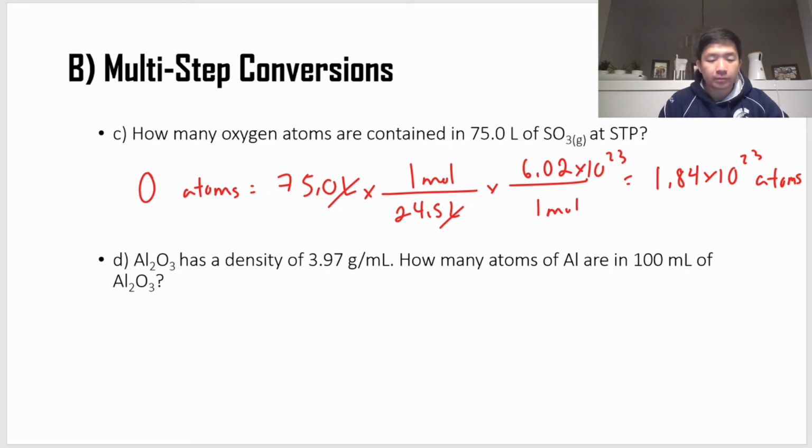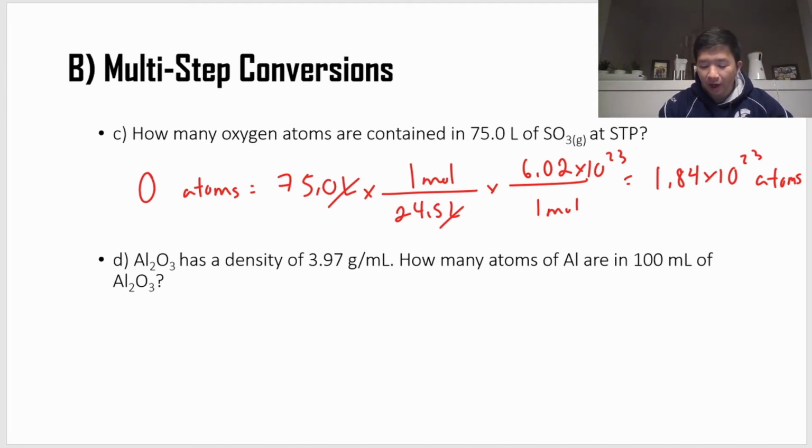Okay, now if we stop there, I think I got it right, using Avogadro's number. Let's actually double check what we just did. I took the 75.0 liters, divided by the 24.5 liters, multiplied by Avogadro's number, and I get an answer that I think is the oxygen atoms.